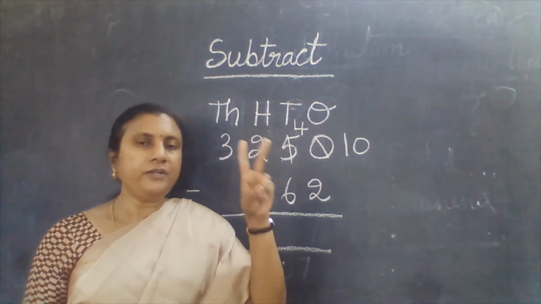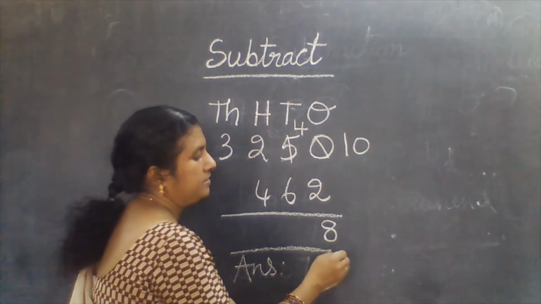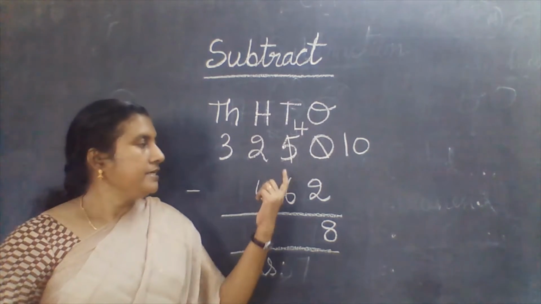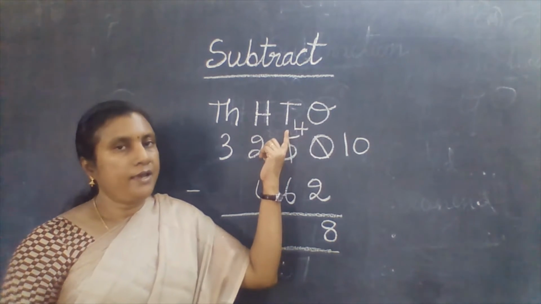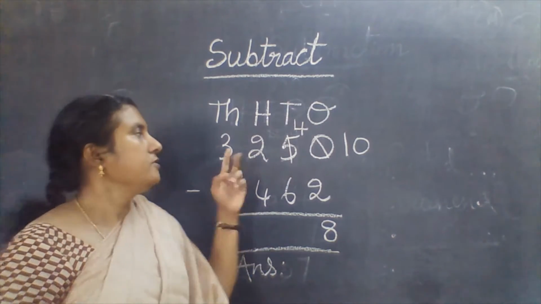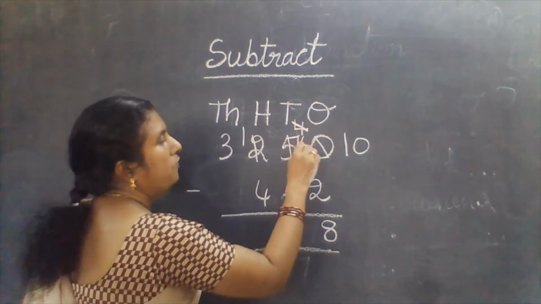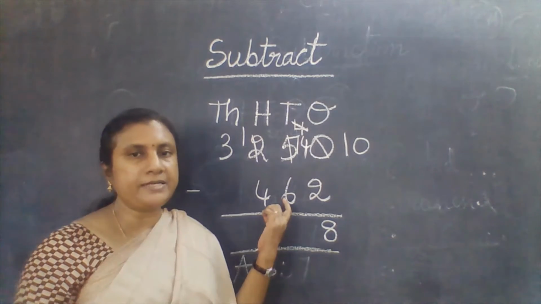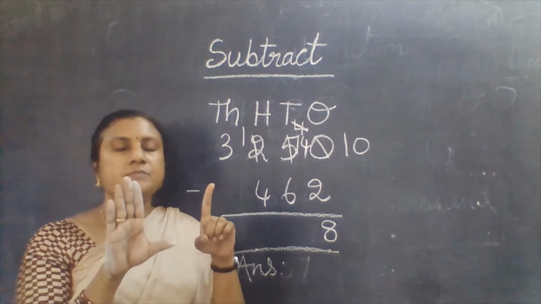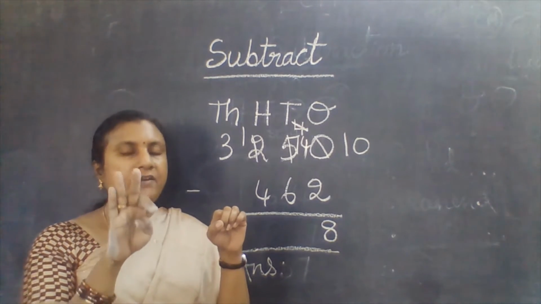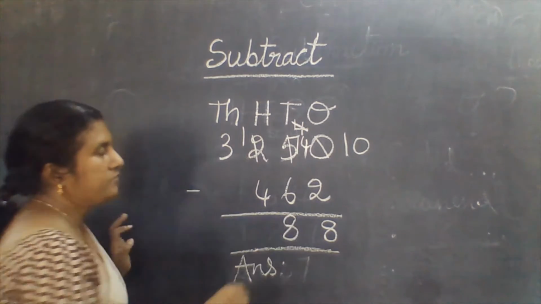So 10 in your mind, 2 in your fingers. Before 10: 9, 8. What is the difference? 8. Next we have to go to tens place. Here we have to subtract 6 from 4. Is it possible? No. So what we have to do is borrow from the hundreds place. So 2 will become 1 and this 4 will become 14. Now you have to separate 6 from this 14. So 14 in your mind, 6 in your fingers. Before 14: 13, 12, 11, 10, 9, 8. So what is the difference? It is 8.